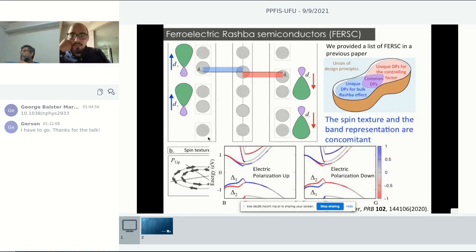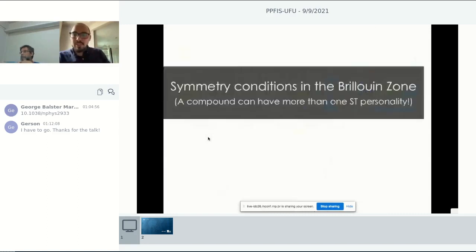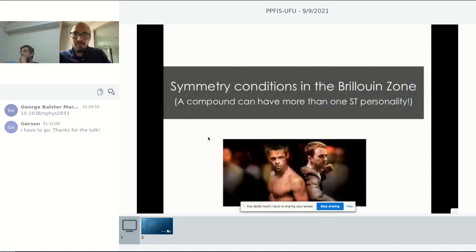So if I convince you about this, you can find more information in this PRB paper. We already know that the global symmetry of the compound is not directly related with the spin polarization. So the question is, what then determines the spin polarization in a given compound? And the answer is the following. This spin polarization will be related with the symmetry of the high symmetric k point, which in turn can depend on the global symmetry, of course, but it's not the same thing.